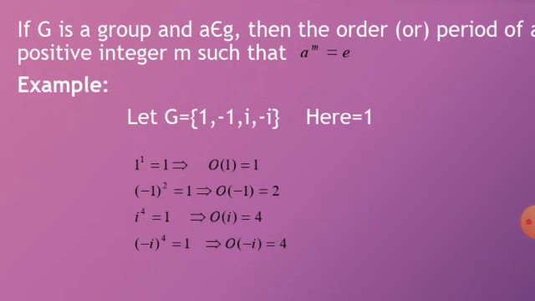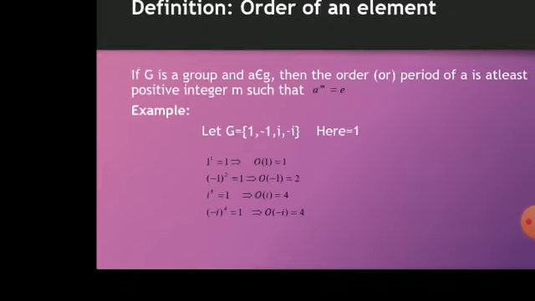So, 1 to the power 1 is equal to 1. So, the order of 1 is 1. (-1) squared is 1. So the order of -1 is 2. i to the power 4 is equal to 1, so the order of i is 4. (-i) to the power 4 is equal to 1. That is, the order of -i is equal to 4. So this is the order of an element definition.